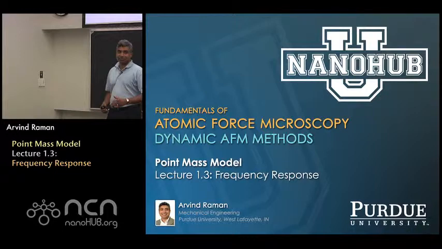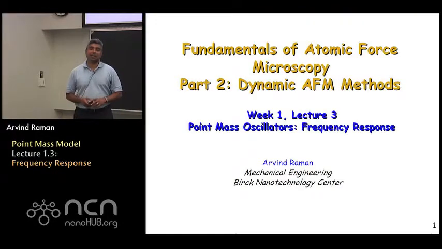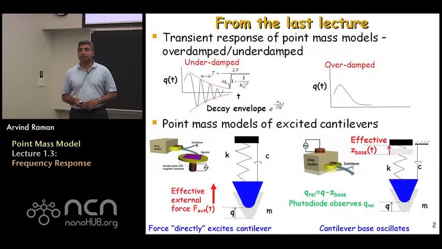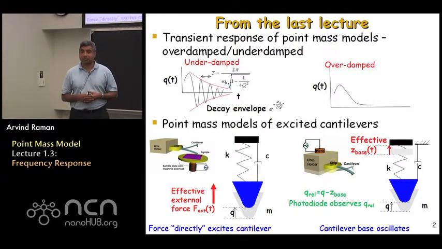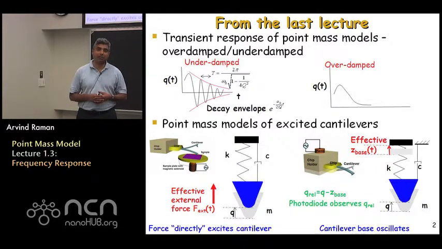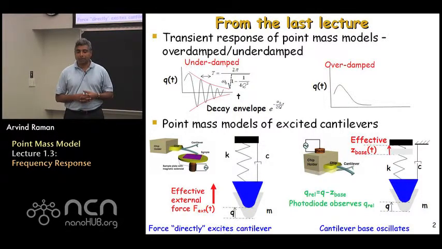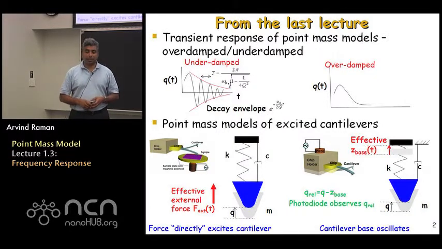nanoHUB-U, online instruction. Hi, and welcome to Lecture 3, Week 1 of Dynamic Atomic Force Microscopy Methods. In the last class, we had started talking in a little more detail about the transient response of point mass oscillator models of AFM probes. You may recall that when you do transient motions, you have this decaying envelope: when you ping the cantilever, it has an oscillatory decay unless it is overdamped, in which case it just decays without oscillating too much.